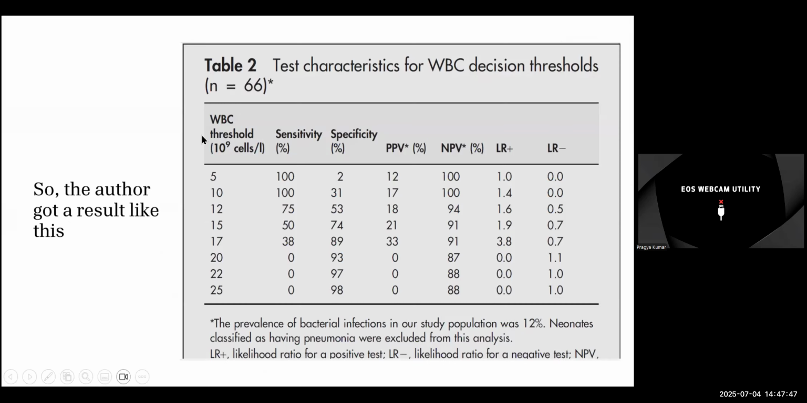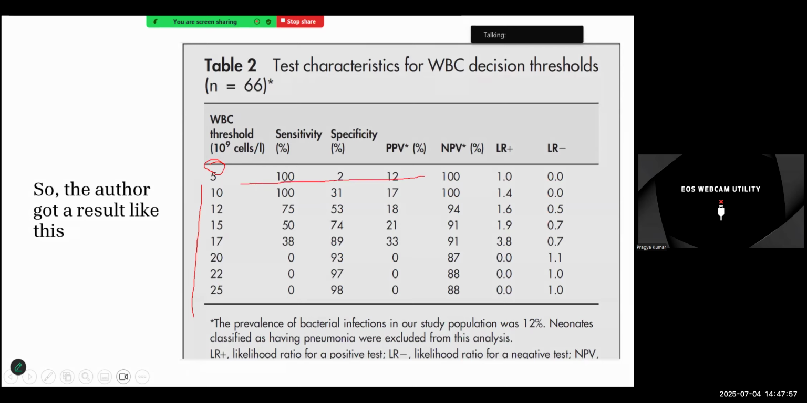Like the author got the result like this. So he has given for these thresholds, like for 5, 10, 12, these are the cutoffs which he has taken. So these are the sensitivity and specificity, positive predictive value and negative predictive value, likelihood positive test and likelihood negative test. So this output you get in Jamovi.